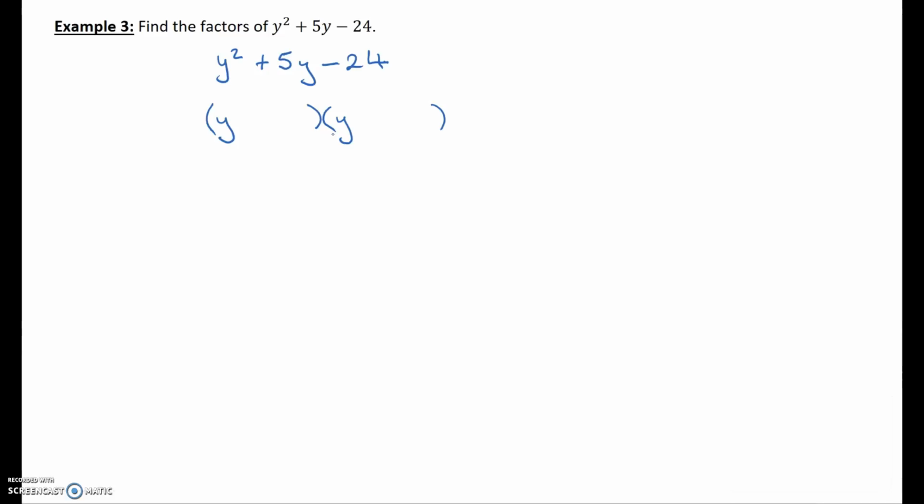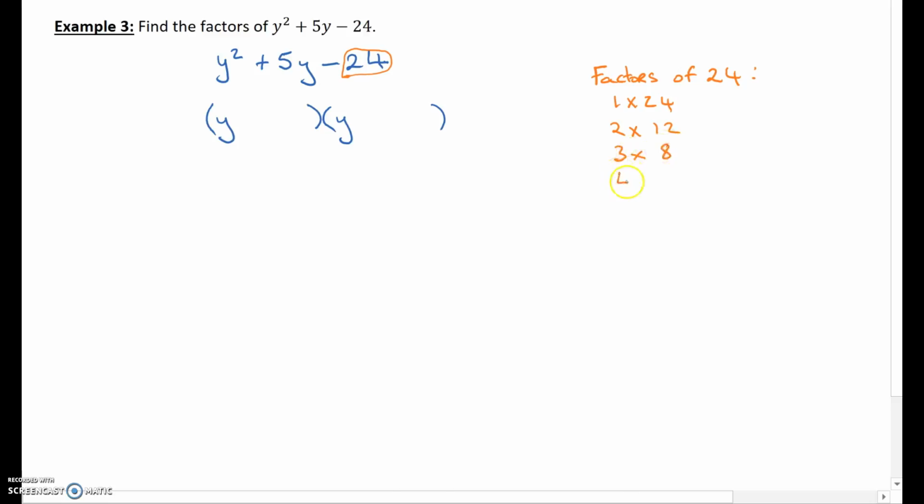So, then we look for the factors of 24. Okay, now it says minus 24, but we're only interested in the number right now. We deal with the signs separately. So let's look for the factors of 24. There's quite a few of these. There's 1 times 24, 2 times 12, 3 times 8, and 4 times 6.